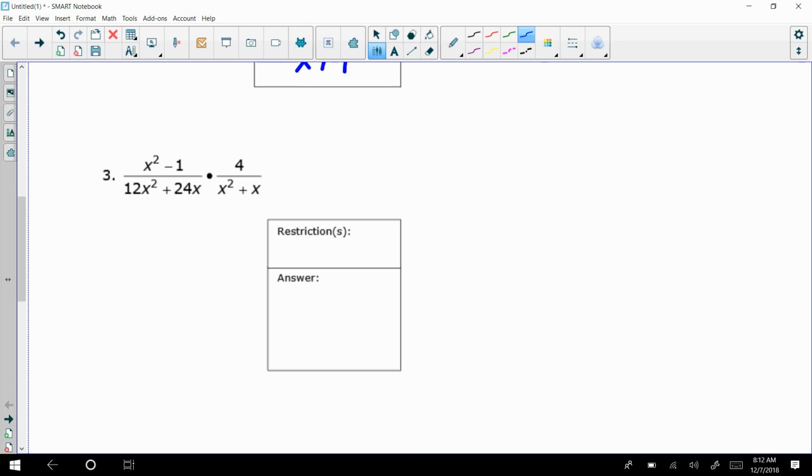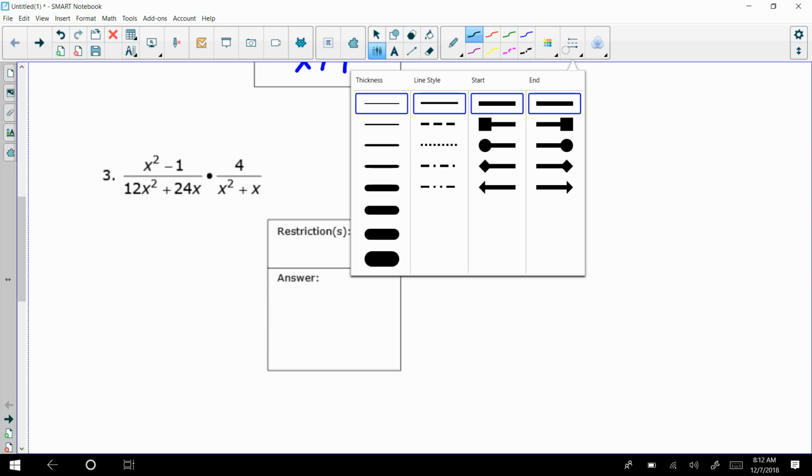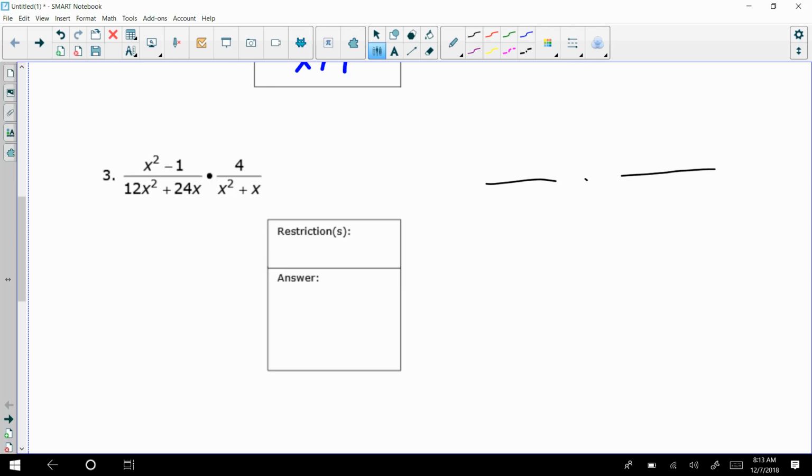Okay, then we get into multiplying. Multiplying is done the same exact way, it's just got more parts. So the first one is a difference of squares. So we're going to have two fractions here. First one is a difference of squares, so we have x plus 1, x minus 1. The second one is a GCF, so we can pull out a 12x. Here we have x plus 2. The other one has a GCF, it's x, so x plus 1. And then we have also the 4.